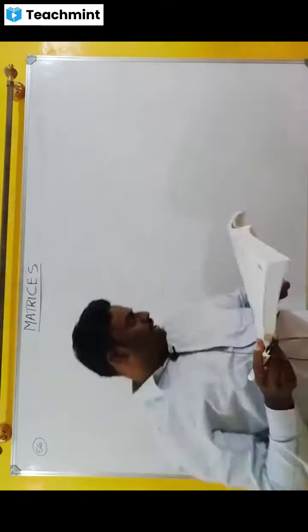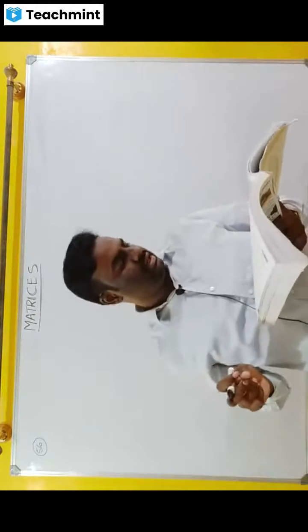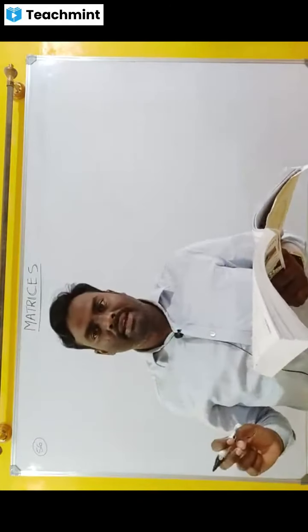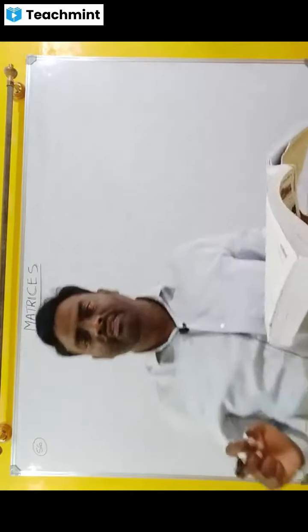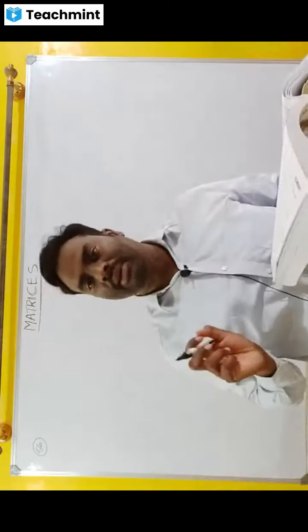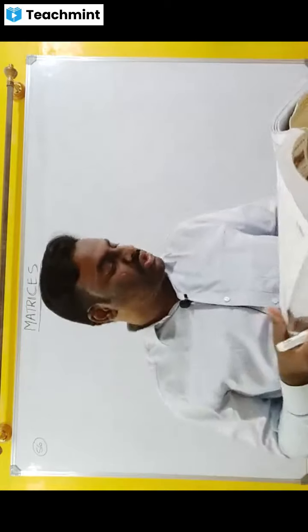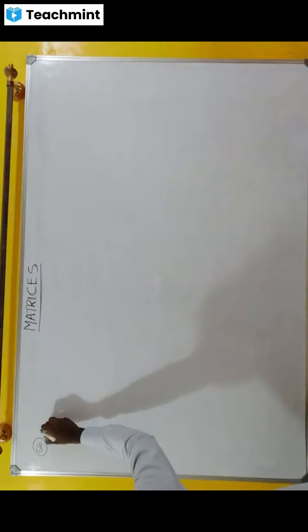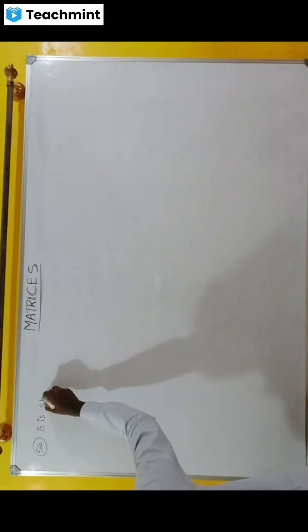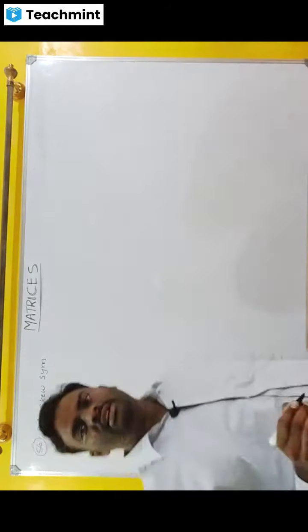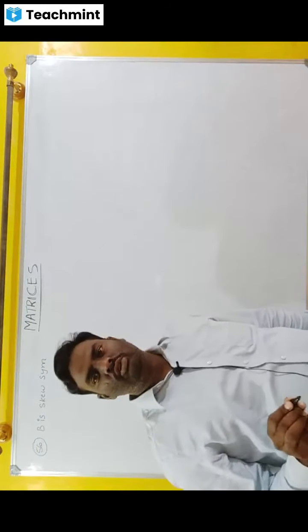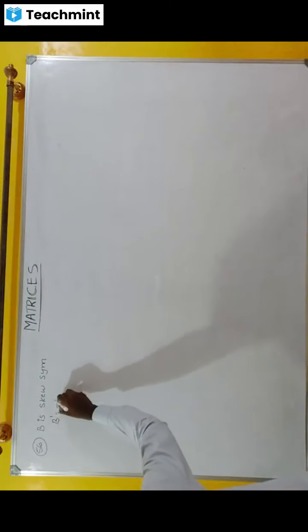Okay. See, what is question number 56? I'll read. If A and B are square matrices of the same order. A square matrix is nothing but the number of rows and number of columns are equal. And B is a skew symmetric matrix. This is the condition. What is the condition for a skew symmetric matrix? A dash is equal to minus A. That's why we can write B dash is equal to minus B.